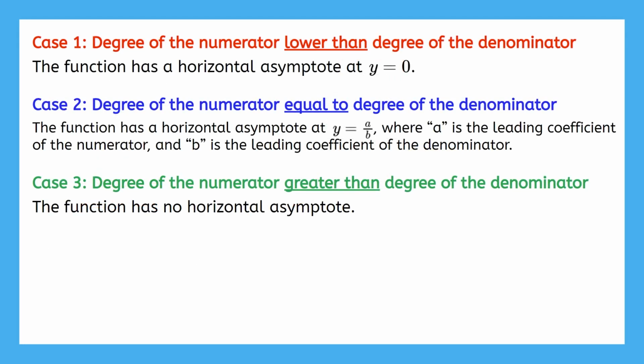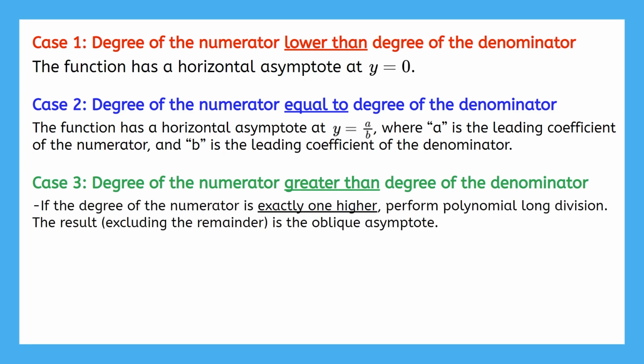Now that we understand how oblique asymptotes work, we can add them to our list of asymptote cases from the previous lesson. These oblique asymptotes happened when the degree of the numerator was greater than the degree of the denominator. So we need to expand on case 3. But a function actually will not always have an oblique asymptote in case 3. It only happens when the numerator is exactly 1 degree higher than the denominator.